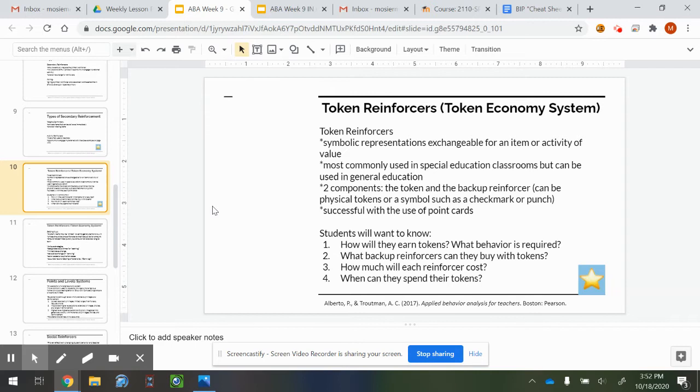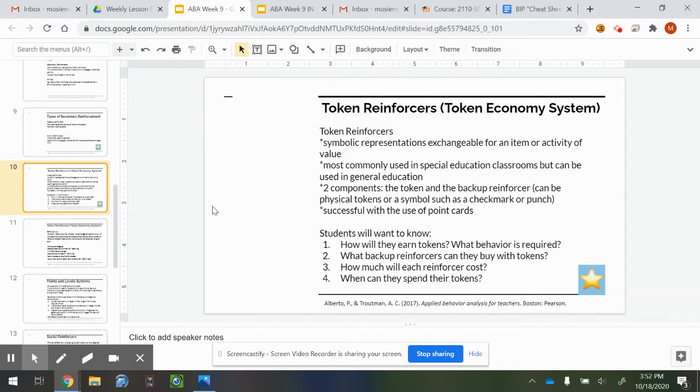Okay, jumping into token reinforcers, also known as a token economy system. This is a type of secondary reinforcement. It is one that is widely used in special education, but can also be used in general education. So, token reinforcers are just symbolic representations that are exchangeable for an item or activity of value and of the student's choice. They're usually highly preferred reinforcers, items or activities. Otherwise, we're not going to get those students to buy into those.